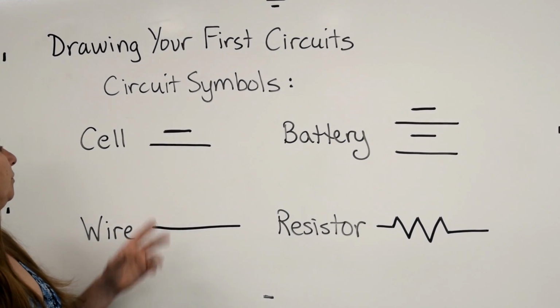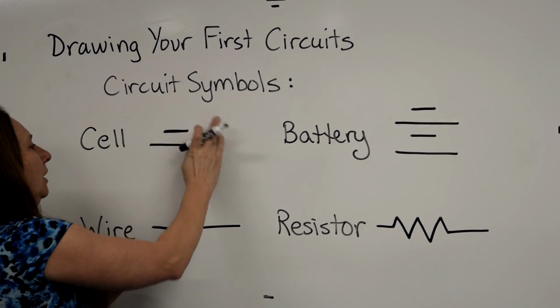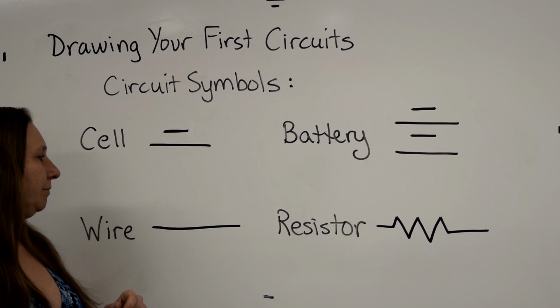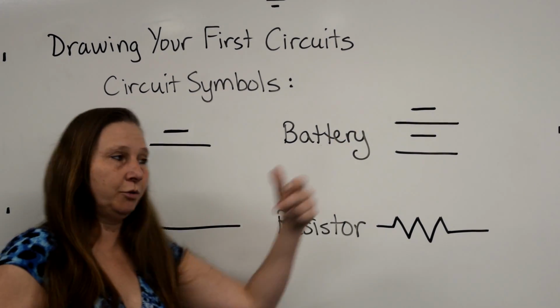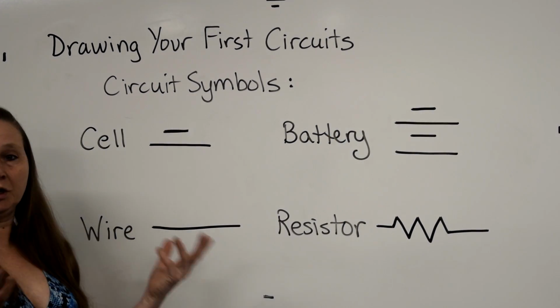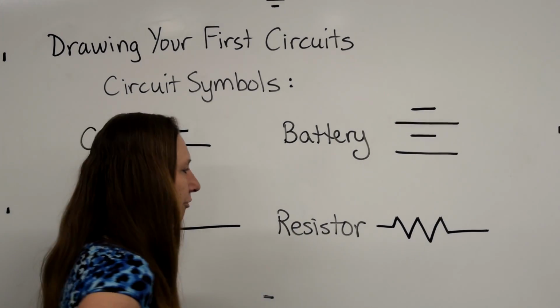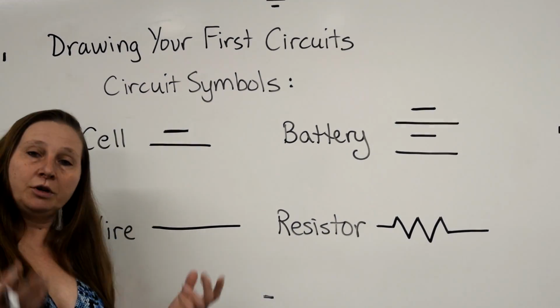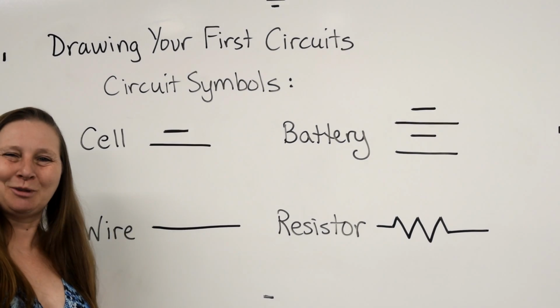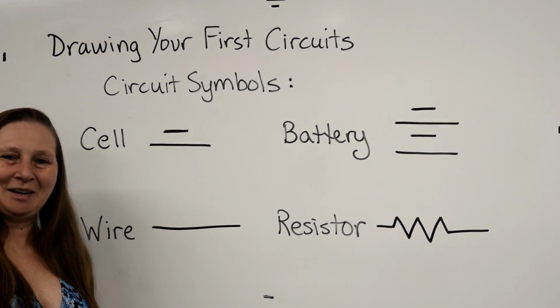So you have to learn how to draw a cell, a battery, which is 2 or more cells put together. A wire is just a line, and a resistor. Pause the video, copy down these circuit symbols. We'll use them in just a minute.